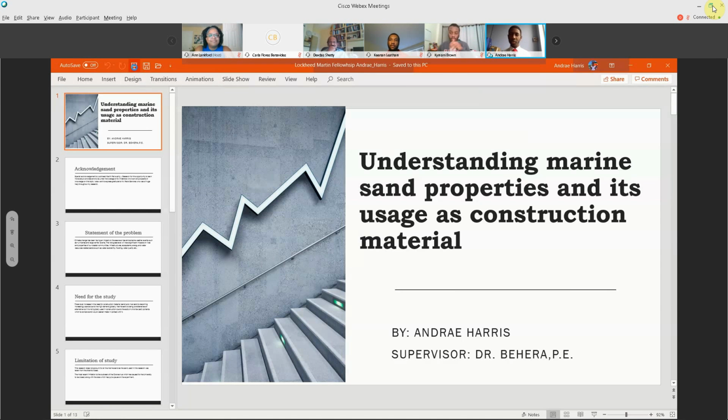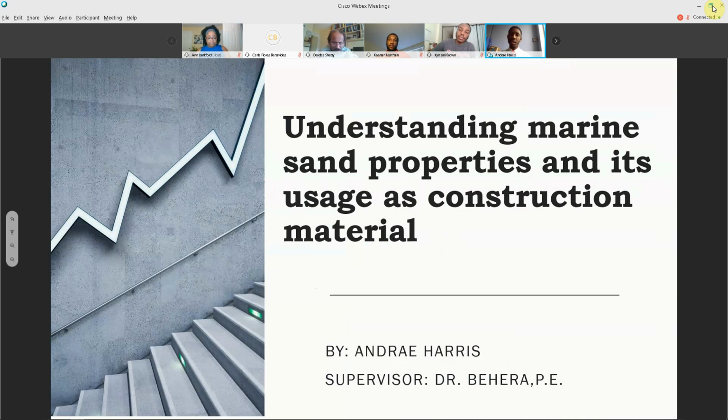As Dean Shetty pointed out, I'll be presenting on understanding marine properties and oceanic sand and using it as construction material.